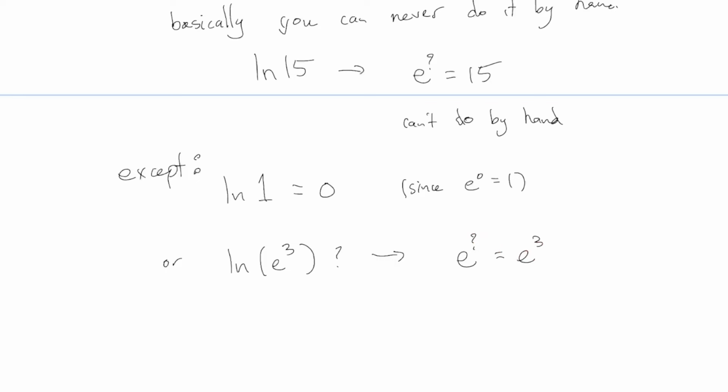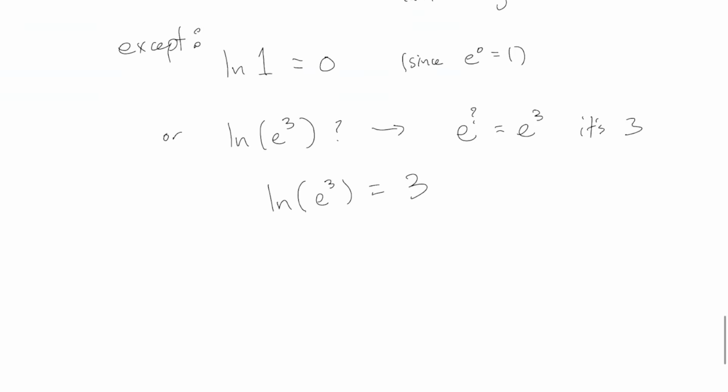So it's 3. It is a fact that the natural log of e to the 3 is 3. This is not a special property of the number 3, so generally the natural log of e to any power x is equal to that power x. So this is basically the only situation in which you can actually do the natural log by hand. If you are already talking about a power of e, then the natural log equals that power. All right?